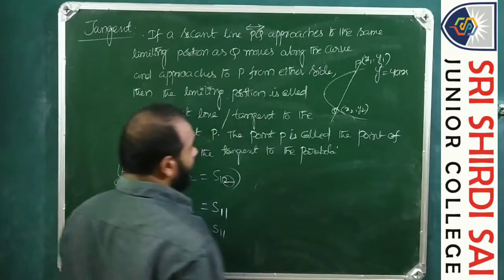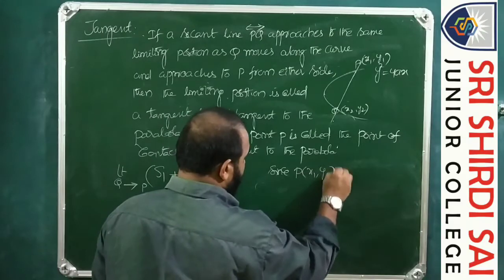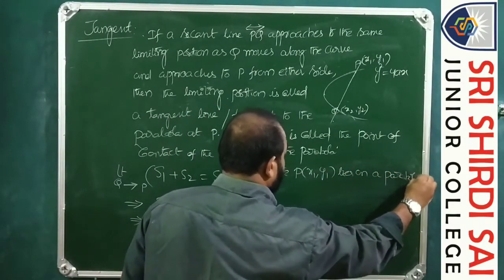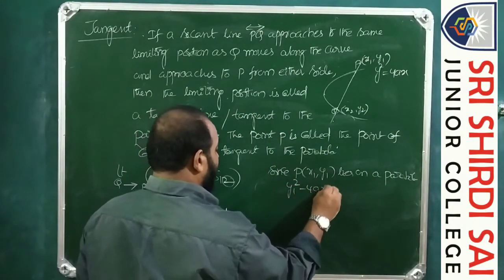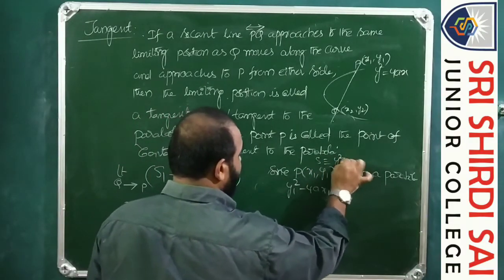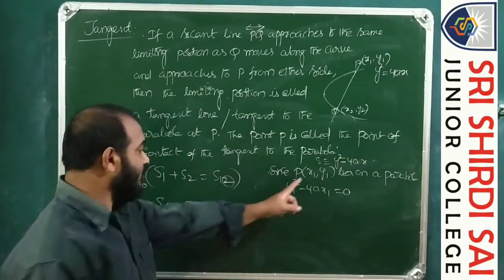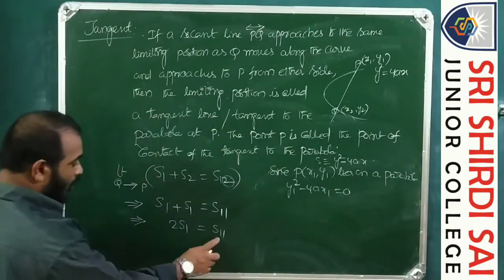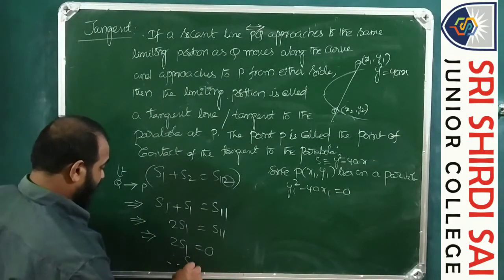Now since P x1 y1 lies on the parabola, that means y1 square minus 4ax1 is equal to 0, because the parabola S is y square minus 4ax equal to 0. So since the point x1 y1 lies on the parabola, y1 square minus 4ax1 equals 0. So this would be how much? 2 S11 equals 0. Therefore S11 equals 0.